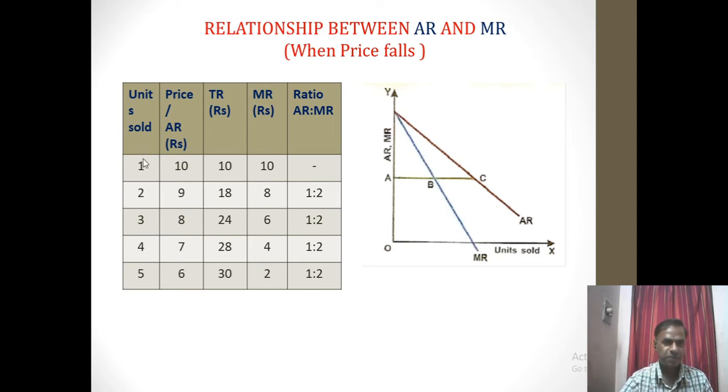You see here, at the price of rupees 10, only 1 unit is sold. When it decreases to 9, 2 units are sold. And when the price further decreases to 8, 3 units are sold. So here, the sellers decrease the price in order to increase the sales. TR is price into output: 10 into 1, 10; 9 into 2, 18; likewise. And MR: 10; 18 minus 10, 8; 24 minus 18, 6; 28 minus 24, 4; likewise. You can find here AR and MR will be different.